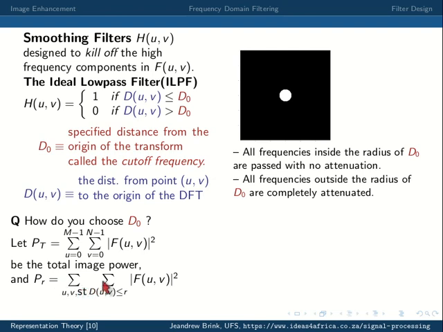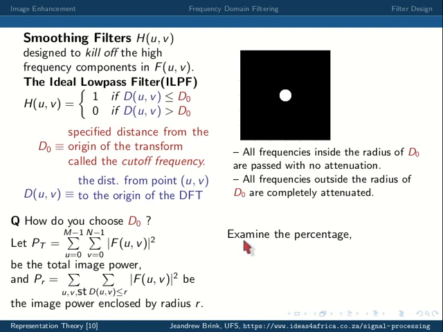Okay, and then what I can do is look at the percentage, in other words 100 times the fraction PR over PT. And then I can choose my R so that this percentage has a certain value. If you make your choice for R that way, you will get different R's for different scaled images, as well as different R's for different types of images. But the behavior it has, at least visually, will be close to the same.